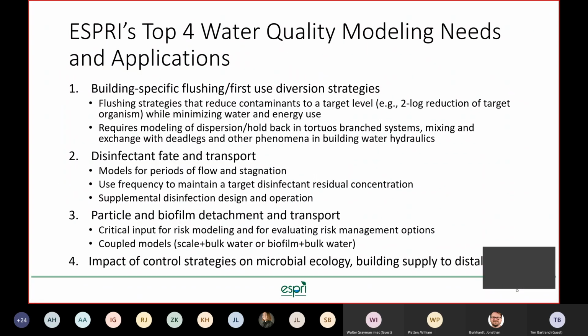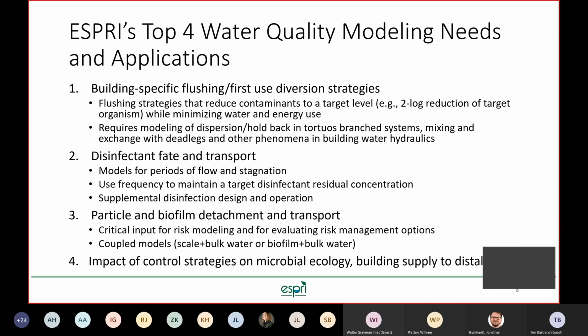So ESPRI's top 4 water quality modeling needs. Hang on a second. Sorry about that. In applications, I say ESPRI's because we're focused on water quality. If you were coming at this, like NIST does, from thermal science and energy efficiency, they probably have 4 different needs. But our needs are first, building-specific flushing and first-use diversion strategies.